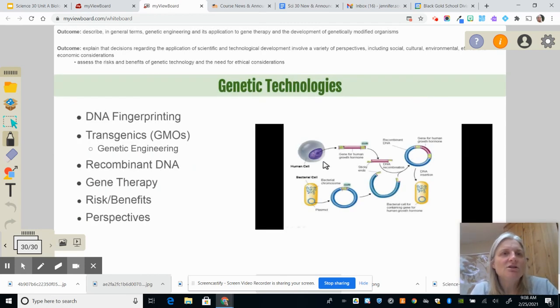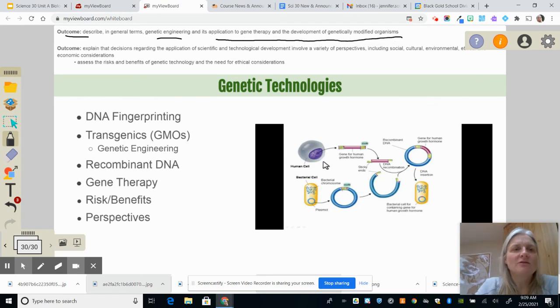Lastly, last page here. So the outcomes for genetic technology: in general terms, genetic engineering and its application to gene therapy and the development of genetically modified organisms. And the next outcome: to explain the decisions regarding the application of scientific and technological developments involving a variety of perspectives, social, cultural, environmental, and economic considerations. Look at the risks and benefits. There's a whole page on the risks and benefits of genetic technologies. Make sure you take a look at that.